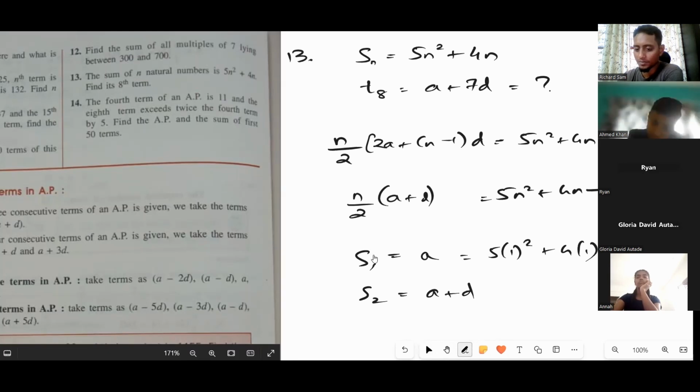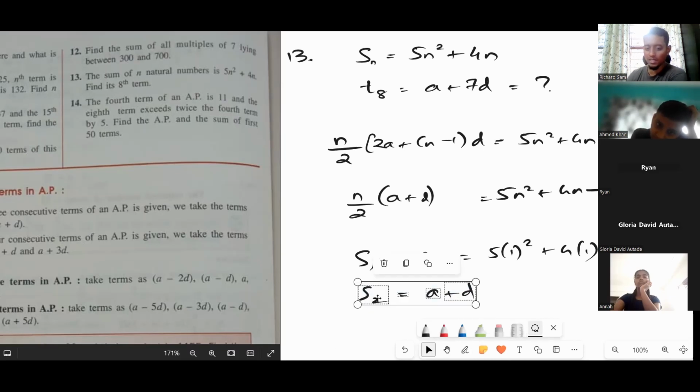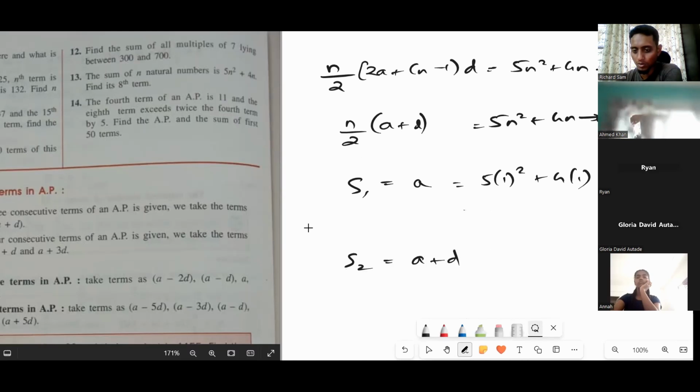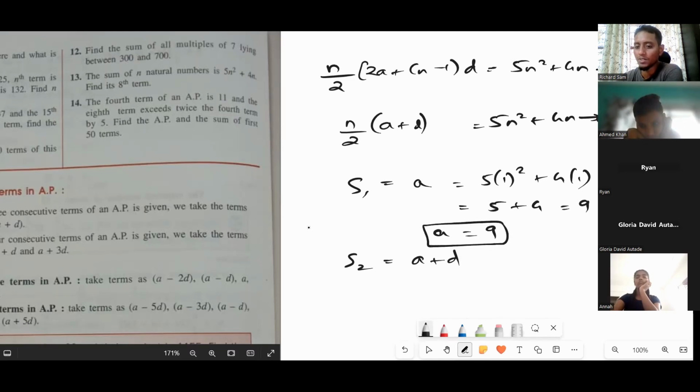You understood what we did? We're finding the sum of the first term, which means we're finding the first term itself, which is equal to 5 plus 4, that is 9. So A is equal to 9. We got the first term. Now we'll find the sum of two terms, that means the first and the second term, A plus D.